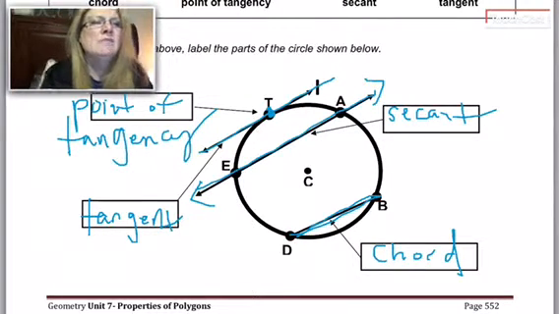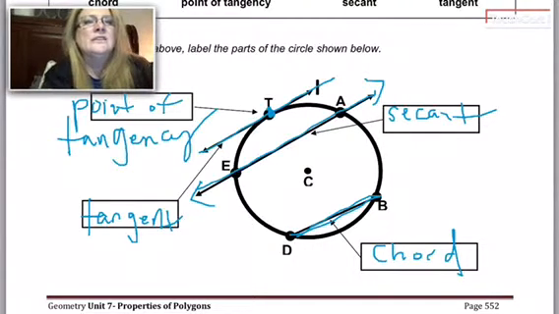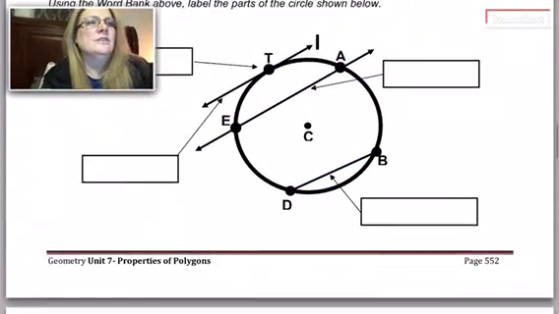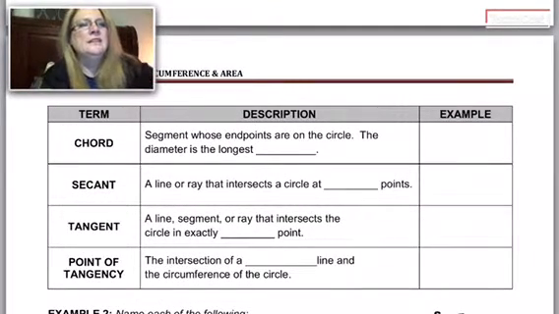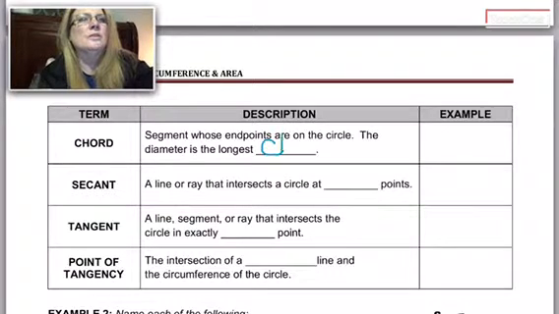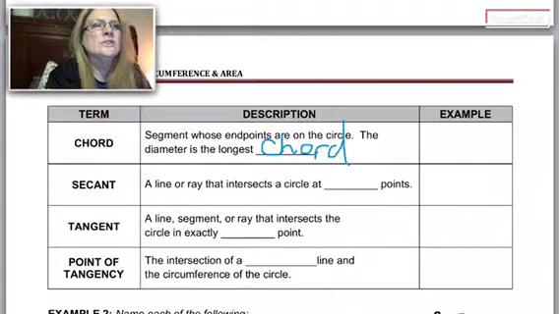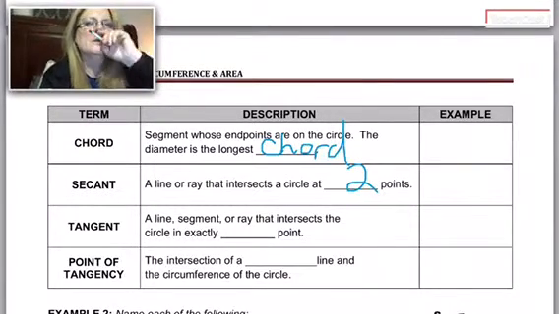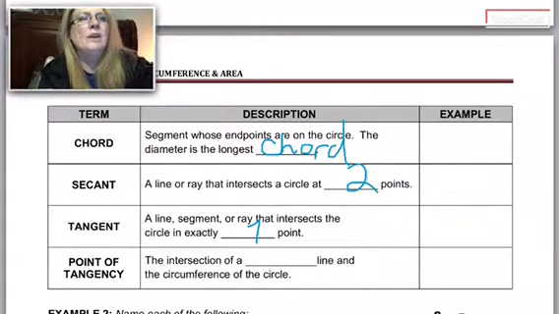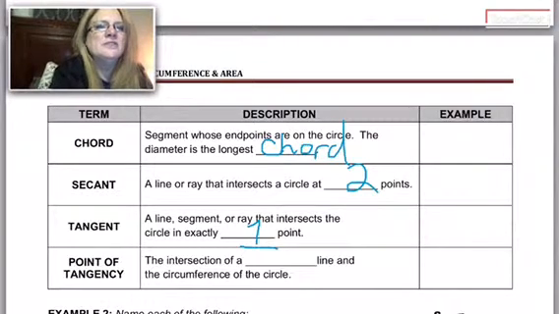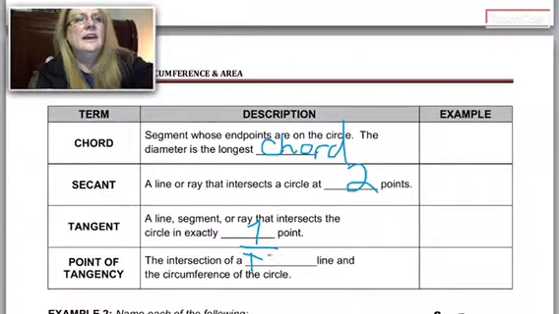Okay, so these are just new definitions that we need: secant, chord, tangent, and point of tangency. So now let's fill in the definitions. A chord is a segment whose endpoints are on the circle, and then the diameter would be the longest chord. A secant is a line or ray that intersects the circle at 2 points. A tangent is a line, segment, or ray that intersects the circle at exactly 1 point. And the point of tangency is the intersection of a tangent line and the circumference.